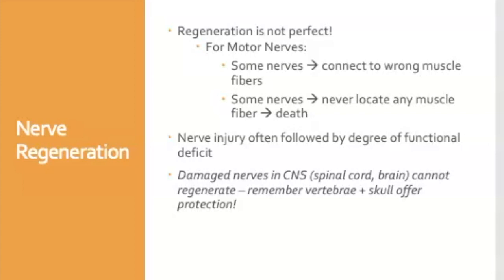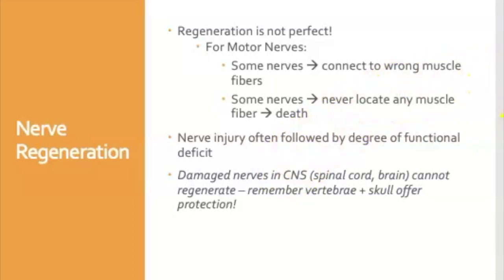Nerve injury, even when it is repaired, even when the nerve regenerates and you get new synapses formed, it's usually followed by some degree of dysfunction. So even when nerves are regenerated perfectly, they never seem to work quite as well as they did before the injury. And of course, the other thing to remember is this. Nerves that are damaged in the central nervous system, the spinal cord and the brain, do not regenerate.